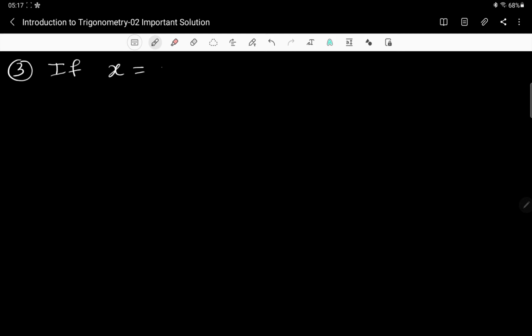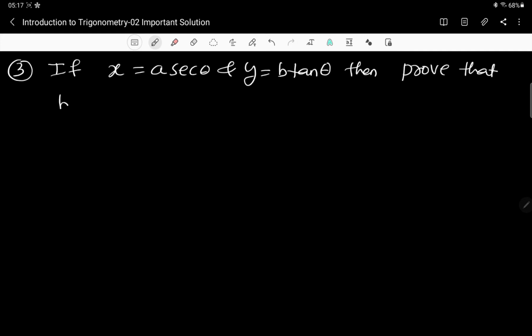If x is equal to a secant theta and y is equal to b tan theta, then prove that b square x square minus a square y square is equal to a square b square. Whenever this kind of proof question comes, you have to observe it keenly. x is given, well and good: a secant theta, and y is given as b tan theta. Then they are asking us to prove that b square, and we don't know what b is, this is independent.